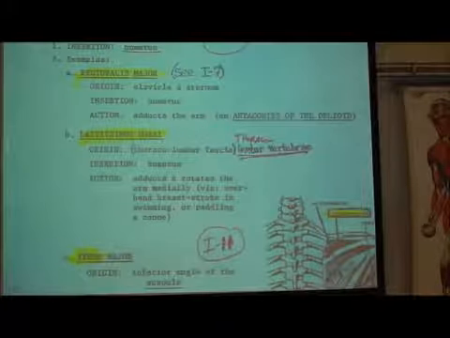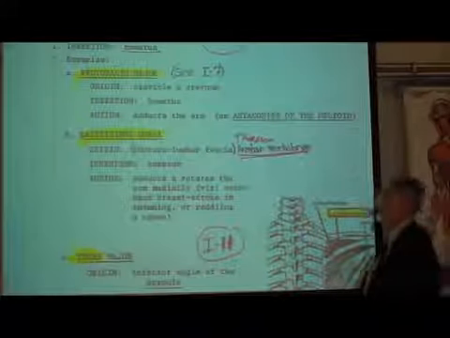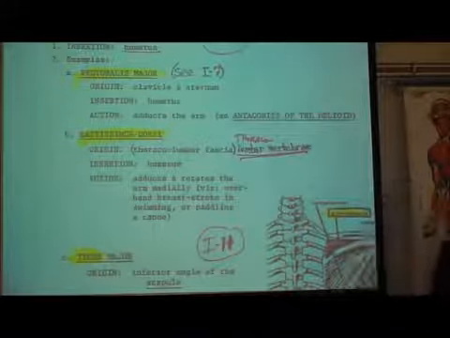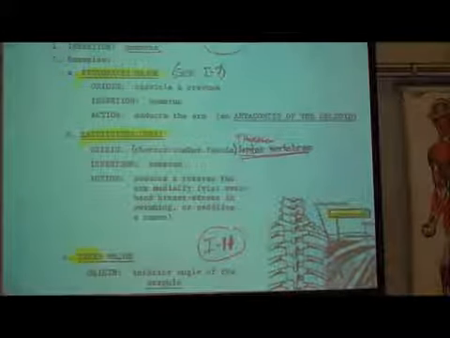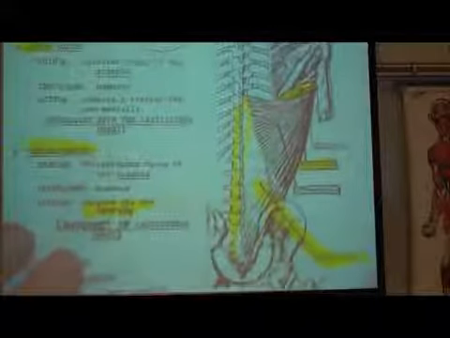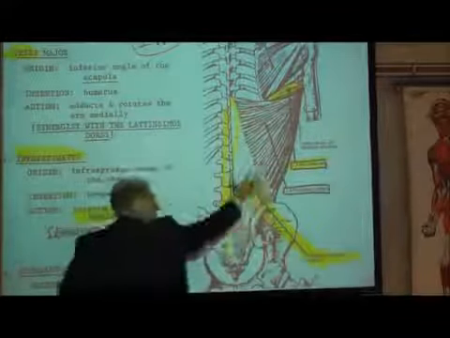It also adducts the upper arm. And like all these other big muscles, it has more actions as well. It also causes medial rotation of the upper arm. The latissimus dorsi is this huge muscle right here. You have a right and a left. This picture just shows the right one.